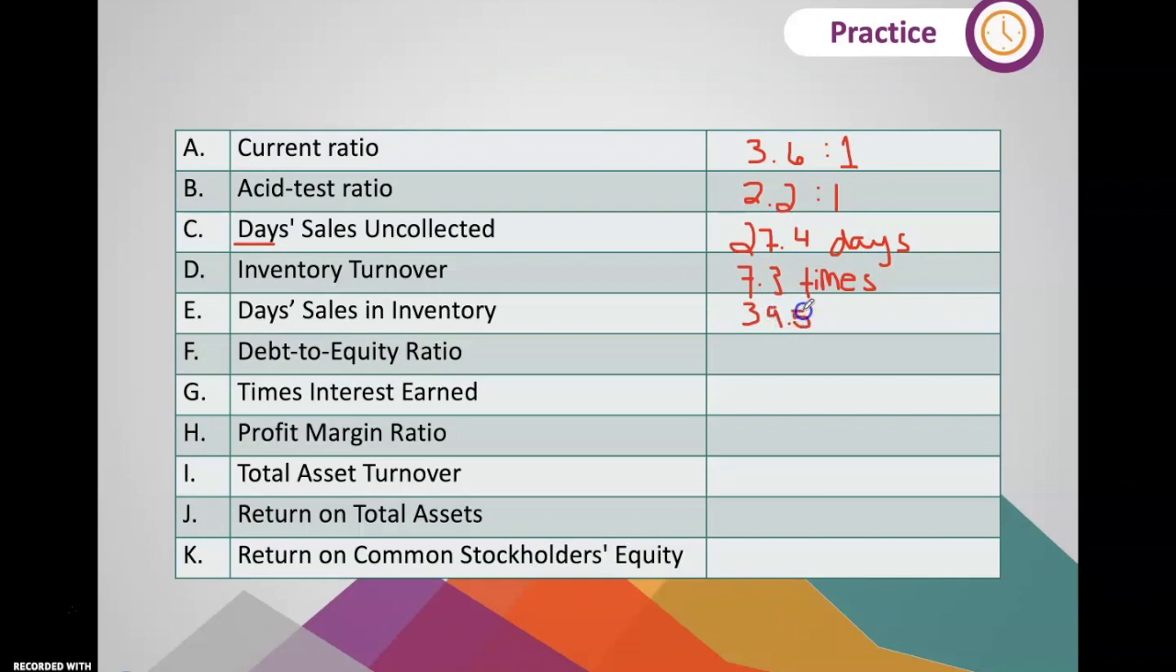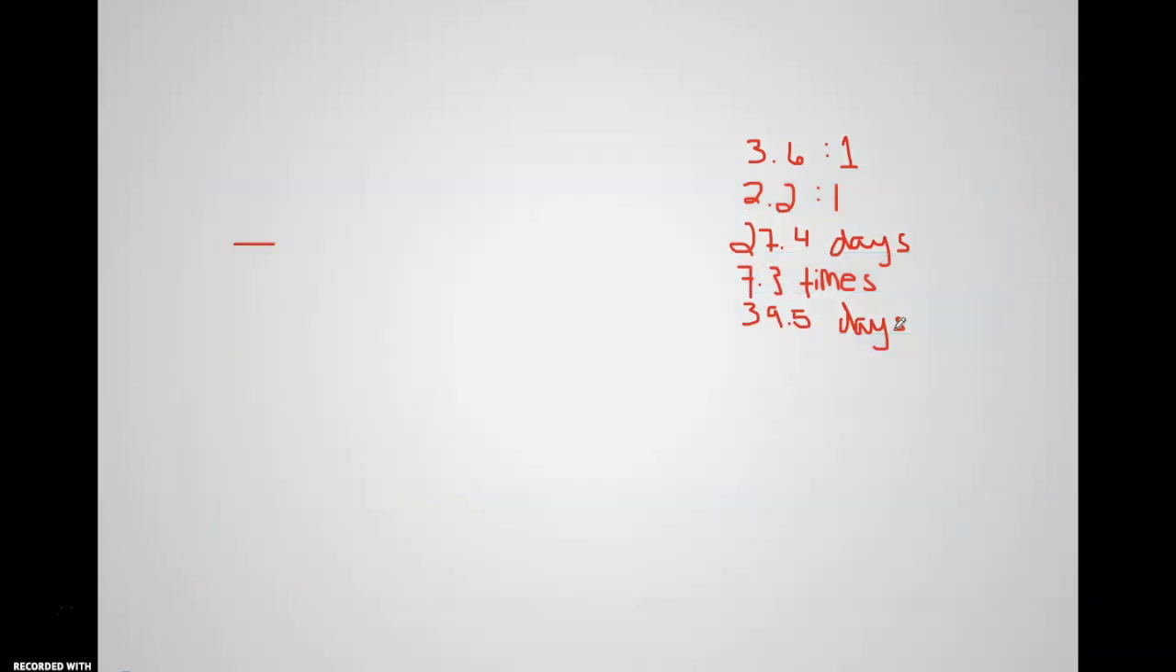So that would be your days sales in inventory, 39.5 days. I mean, that's a lot. That means they have their inventory for over a month before they sell it. Maybe it's okay. Maybe it's a furniture store or a car dealership. But if it was a restaurant, I'd say that's probably a little too high. Next, we have debt to equity ratio. This one's pretty easy. It's just your total liabilities, which is your debt, divided by your total equity.